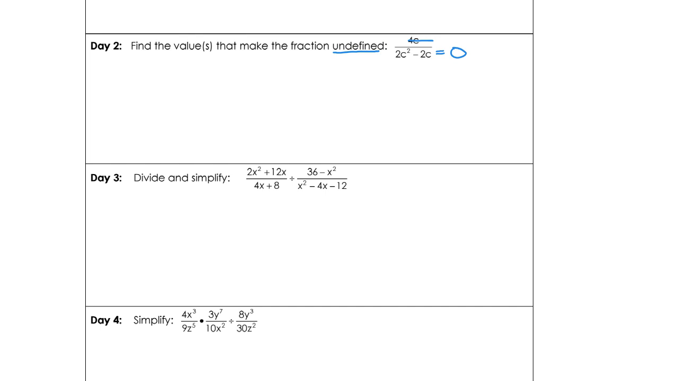And so what we're going to do is find the two values of c. And I know that there's two values of c because the highest exponent tells me how many answers there are, that when plugged in would make that denominator equal to 0. Okay? And those are going to be our values that make our fraction undefined. So because there's two or more, you have to factor to get them.